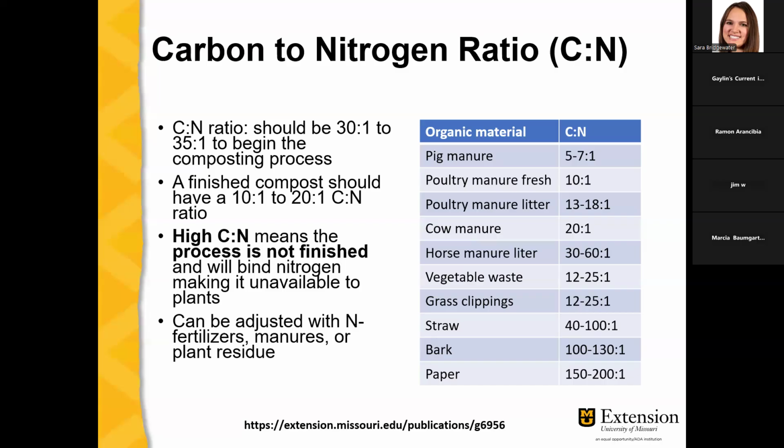Depending on that, you can adjust with fertilizer or with more plant material, if the carbon is not enough. So it can be adjusted with nitrogen fertilizer, manures, or plant residue. When the carbon to nitrogen ratio is too high, you have to add material that has a much lower carbon to nitrogen ratio, so you can reach the right ratio that is recommended.